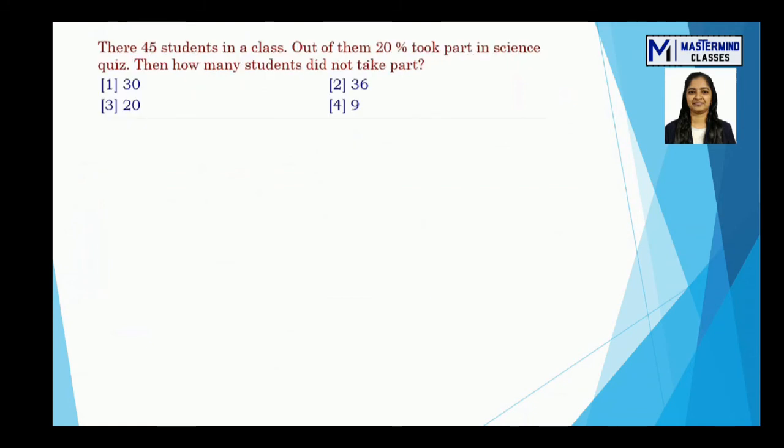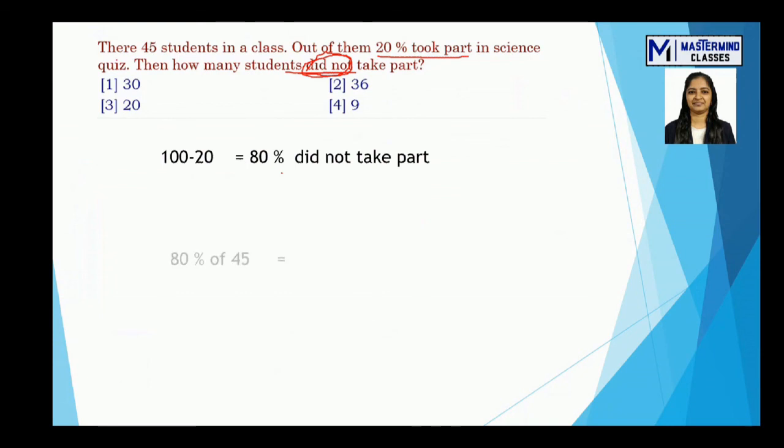And this is very important. These types of questions come in competitive exams. There are 45 students in a class, out of which 20% took part in a science quiz. How many students did not take part? See, it is very important. Did not. They are not asking you how many took part. How many did not. So first you have to find out the proportion. So what you will do? 100 minus 20 is equal to 80% who did not take part.